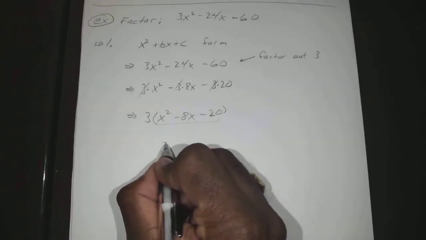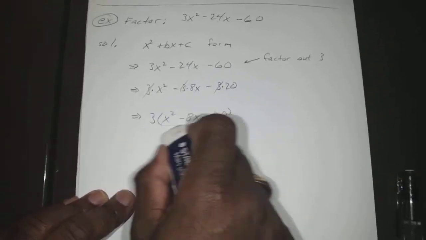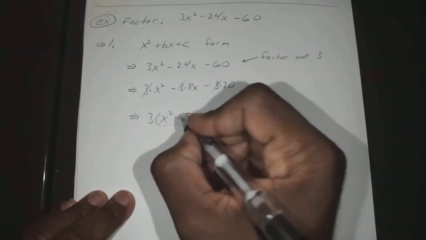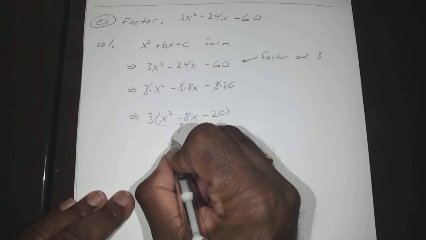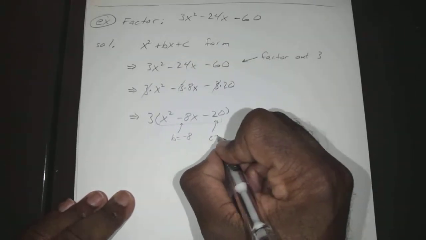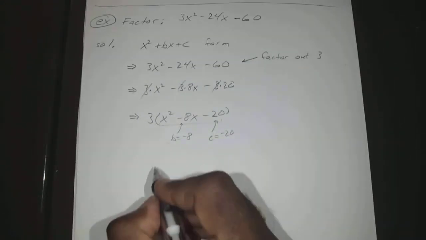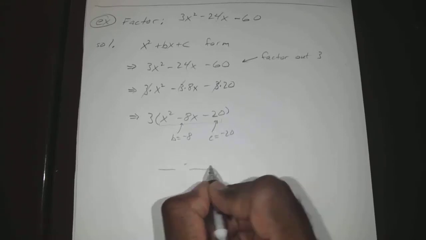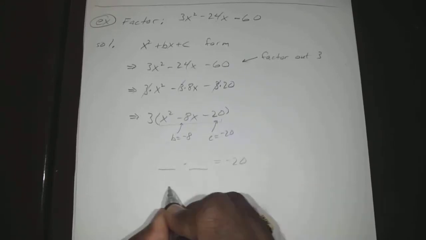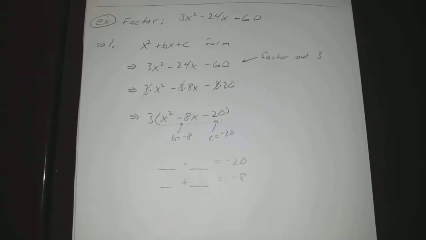Okay, so that means you're looking for two numbers. Oh, forgot to identify my A, B, and C. Well, your B, rather, is equal to negative 8, and your C is negative 20. So you want to find two numbers that multiply to equal negative 20, and those same two numbers add to equal negative 8.